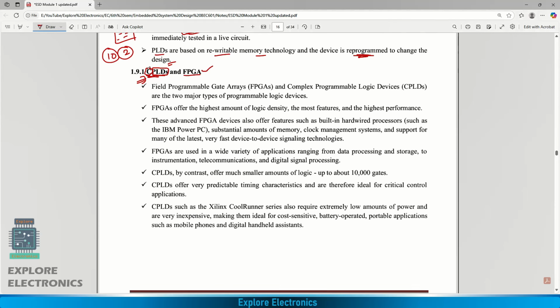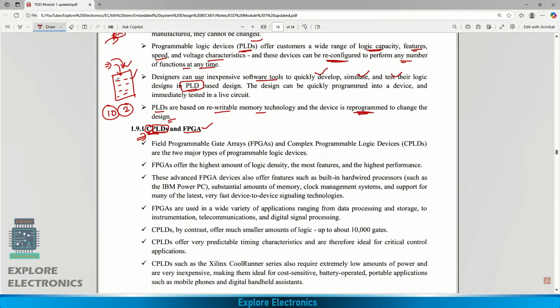FPGA will have more cells. I said there are a number of logic devices inside a PLD. So there is high capacity in FPGA and less capacity in CPLD. Field programmable gate array means that in the field, wherever we use that chip, we can program it. That is FPGA. A complex programmable logic device is also a type of FPGA, where the number of cells available for us to program is less. For small applications, we will use CPLD. For bigger applications, we will use FPGA.